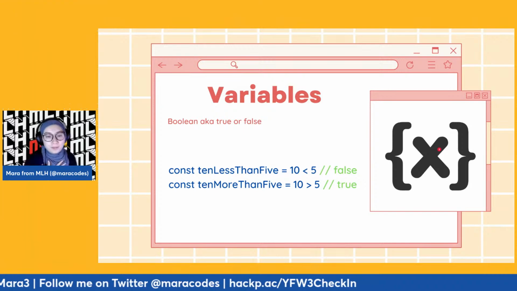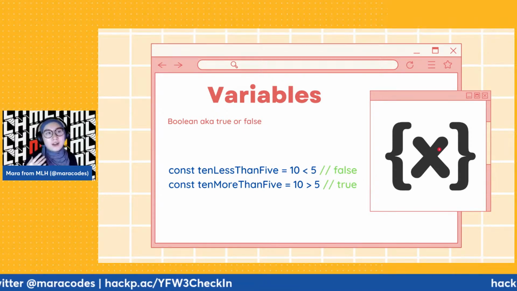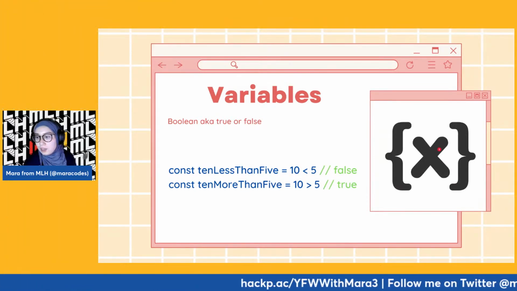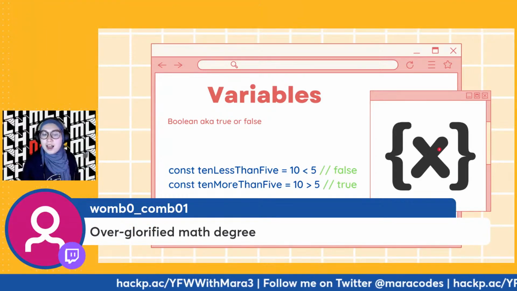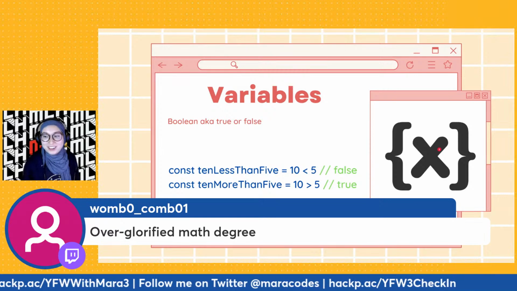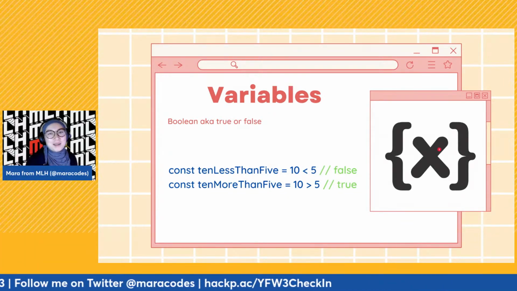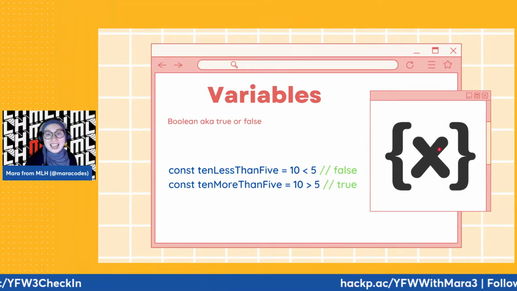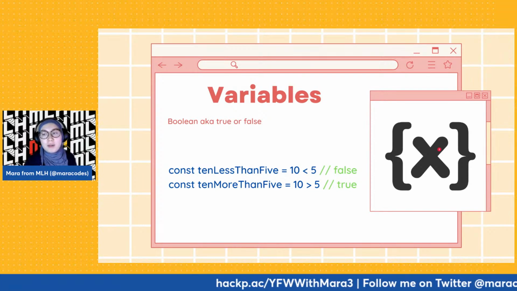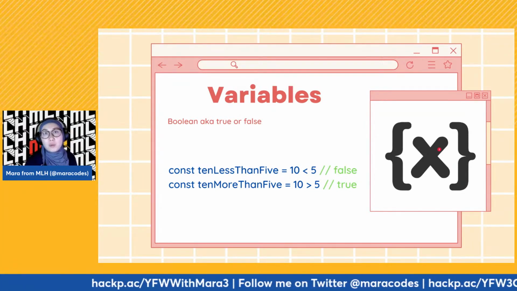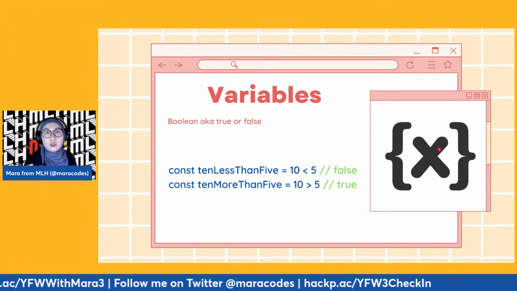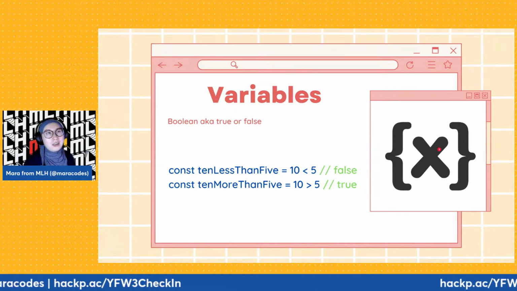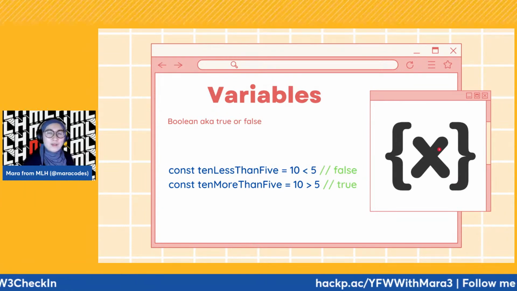True or false. So for example, again, this is where CS is an over-glorified math degree. When we're talking about conditionals, it's really easy to show with numbers. For example, if I do 10 less than 5, that's going to be false. 10 is more than 5. If I do 10 more than 5, it's true. If I do 10 less than 5, it's false. This one doesn't seem too practical because you're like, duh, I already knew that. I could just give it false or true.